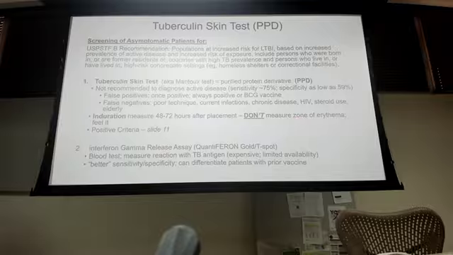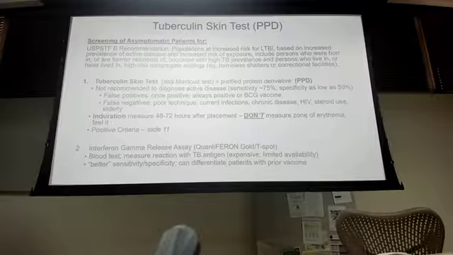False negatives, typically that's going to be poor technique, current infections, some chronic disease. And then we're measuring the induration, the swelling, right? Not the color. So most of the time I'll just close my eyes and trace my finger along their skin. Because if you look at it, you kind of get fooled. So you're feeling it. You're not looking at it.